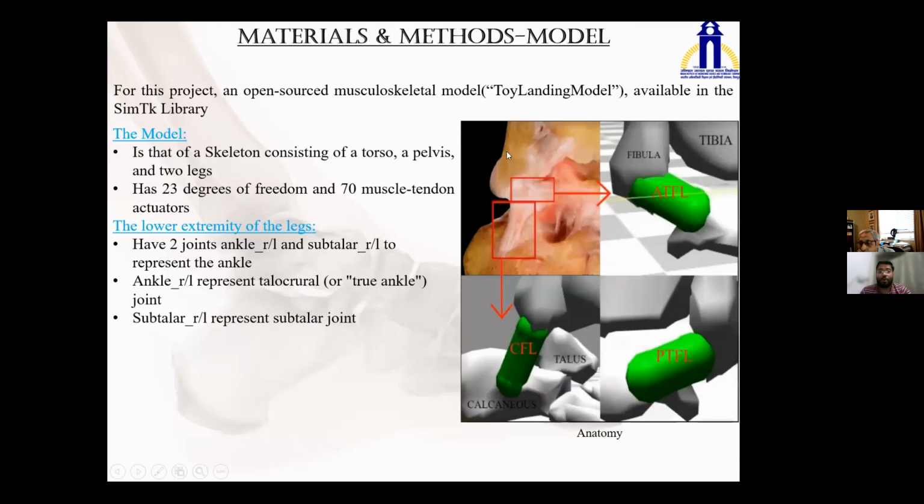For this project, an OpenSim open source musculoskeletal model, the toy landing model available in the SimTK library, is taken by us. The model of the skeleton consisting of a torso, pelvis, and two legs has 23 degrees of freedom and 70 muscle tendon actuators. The lower extremities of the leg have two joints, ankle right and left, subtalar right and left, to represent the ankle. Ankle right and left represent the talocrural joint, and subtalar right and left represent the subtalar joint.